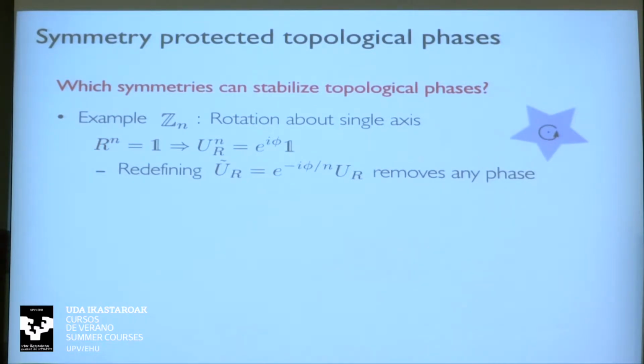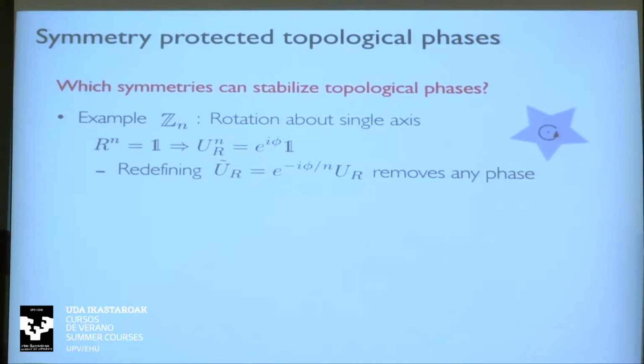But for our projective representation of Zn, that means if we rotate the star n times, then it's e to the i phi, some phase factor, times the identity. Right? So now we have created a projective representation of Zn. But we can now redefine our UR by multiplying by a phase factor e to the minus i phi over n times the original UR. That would remove any phase that we could add.